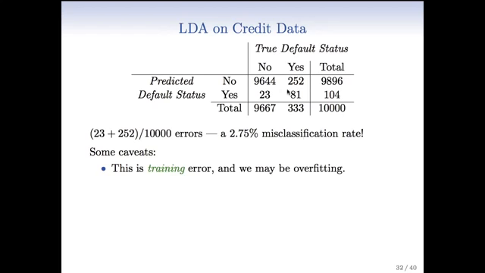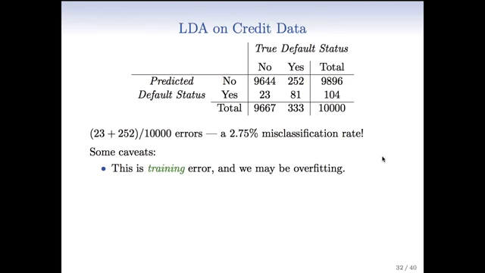It turns out we got a lot of the no's right, and not that many of the yeses right. So on the diagonal is what you got correct. On the off diagonals is what you got incorrect. Nevertheless, overall, we make 2.75% misclassification errors here. Okay, so this is called a confusion matrix. It tells how well you did.